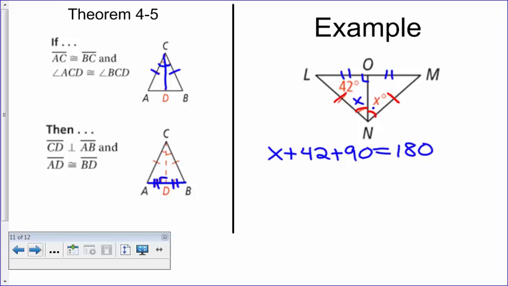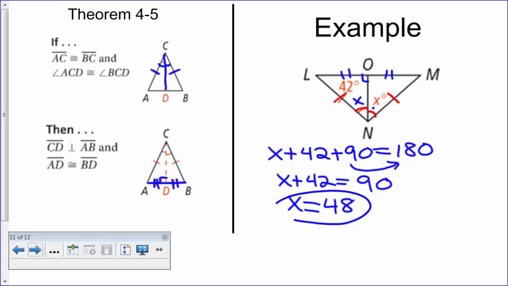But a little bit easier than that, since there is a 90-degree angle in the triangle, I can just do, because if I move 90 over here, we get x plus 42 equals 90. You could have started off with that information. So x equals 90 minus 42, or 48 degrees.